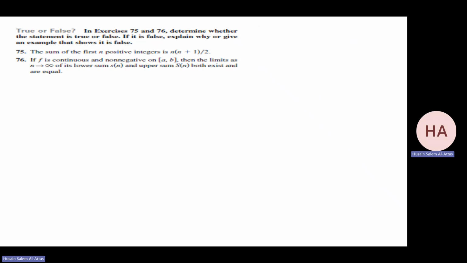These are the last two, true or false. The sum of the first n positive integers is n. This is the formula: 1 plus 2 plus 3 up to n is n times n plus 1 over 2. This is the formula, so this is true.